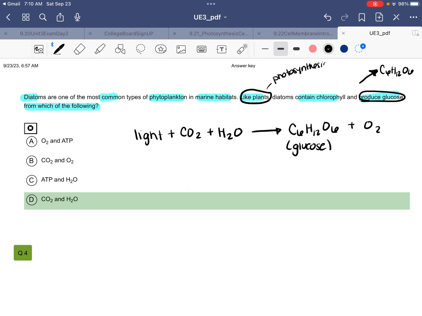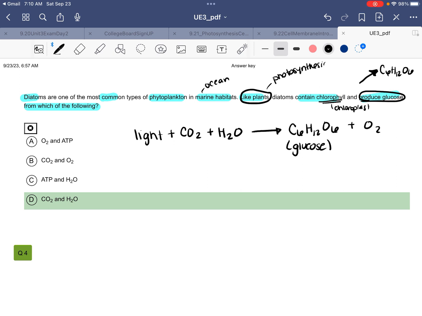Phytoplankton, in case you don't know what it is, it's like a living thing, and marine habitat just means it's like in the ocean. So again, this is a living organism and it contains chlorophyll. So in order for you to have chlorophyll, you're connecting it to the chloroplast. So again, it's asking, how do you produce glucose?